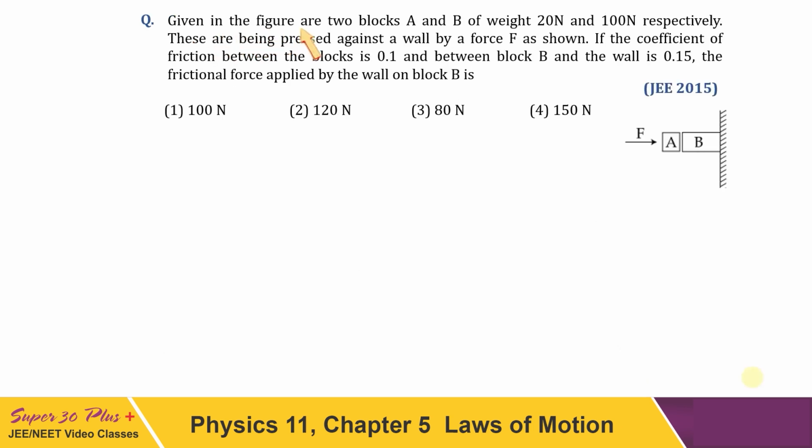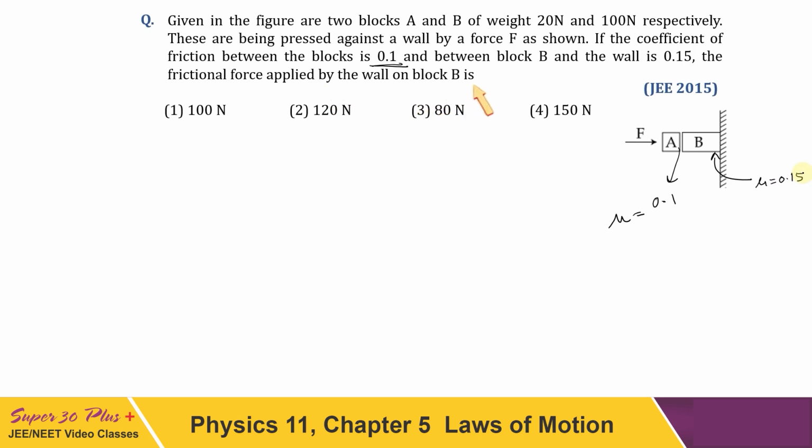Given in the figure are two blocks A and B of weight 20 Newton and 100 Newton respectively. These are being pressed against a wall by a force F as shown. The coefficient of friction between the blocks is 0.1, and between block B and the wall, friction is also there, equal to 0.15. The frictional force applied by the wall on the block is.